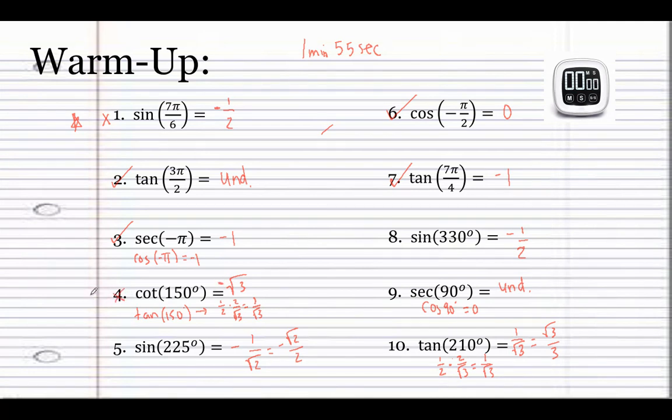So that's technically wrong. I must need to watch out for those negatives. So that is not great.